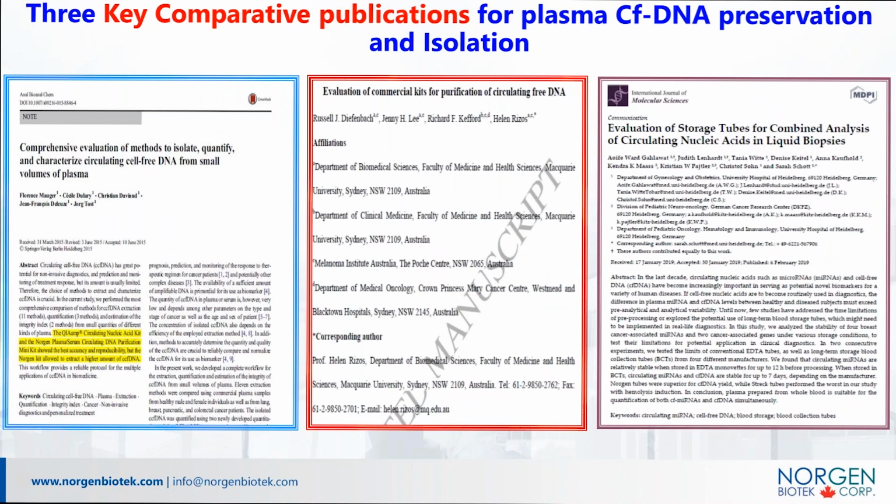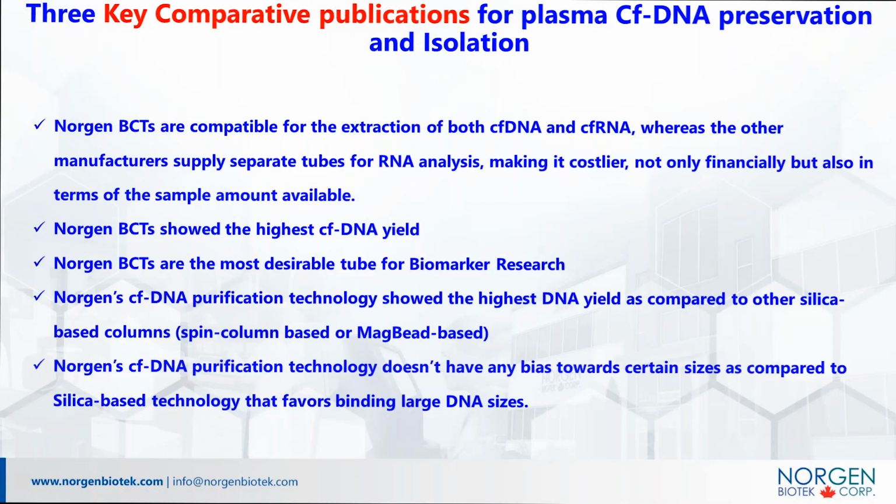So out of these 3 comparative publications, one for cell-free DNA preservation, the Norgen cell-free preservative, and 2 publications evaluating Norgen's silicon carbide technology for the purification of cell-free DNA from plasma compared to silica-based technology, being spin column or magnetic beads, we can conclude that Norgen's tubes, as mentioned in the publication, are compatible for the extraction of both cell-free DNA and cell-free RNA, whereas other manufacturers supply separate tubes for RNA analysis, making it costlier, not only financially, but also in terms of the sample amount. Norgen tubes show the highest cell-free DNA yield.